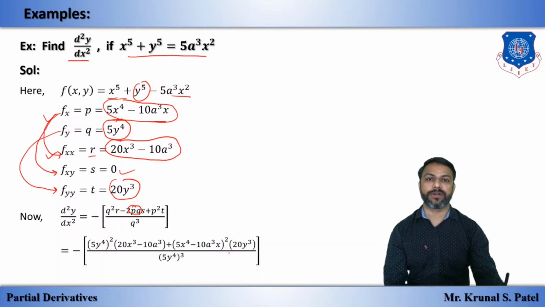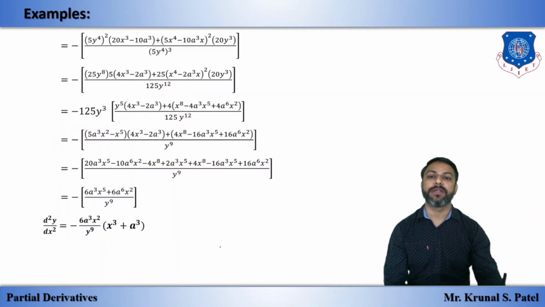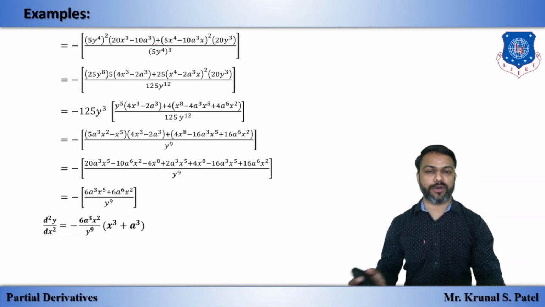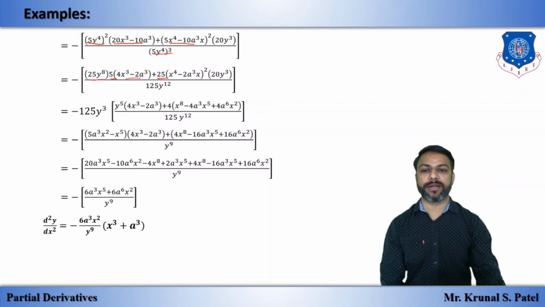Now, we don't have a space, so we write this formula, this step again, and we have this formula from the previous. Now we simplify this whole square, taking 5 common from this and 5 common from this, so 5 square, that means 25, and we have this term, and the denominator is the whole cube. 5 raised to 3, that means 125, and y raised to 4 whole cube, that means y raised to 12.